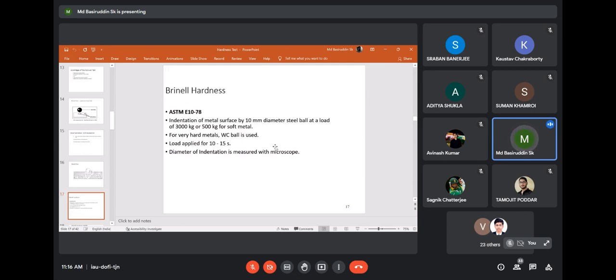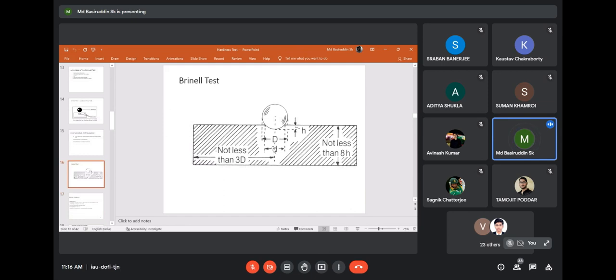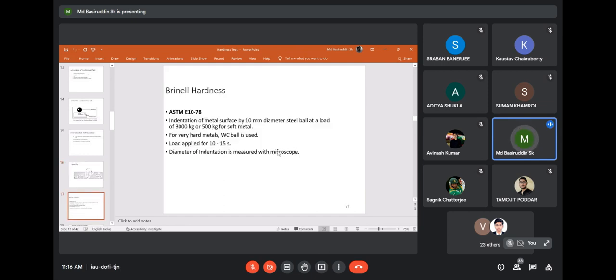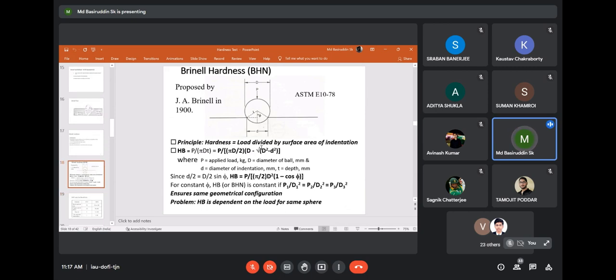Similarly, the same thing happens in the Brinell hardness test as well as other hardness testing processes. After releasing the load, you have to measure the small d diameter, and then use a certain equation developed by Brinell to find the Brinell hardness number, the BHN. That BHN number is nothing but P by pi D t, where P is the applied load, D is the indented diameter and t is the thickness. Here pi D t represents the surface area of the indentation.